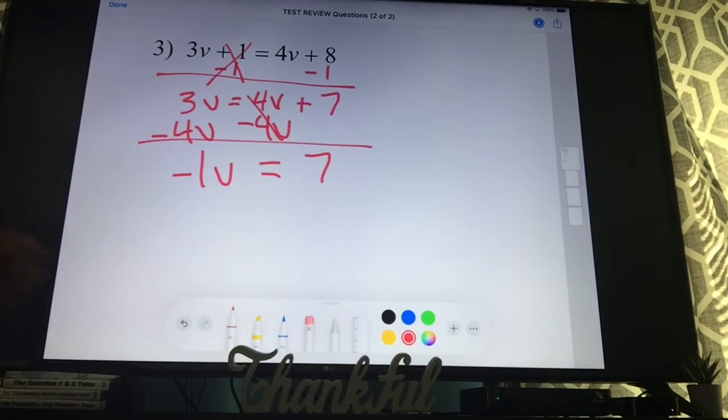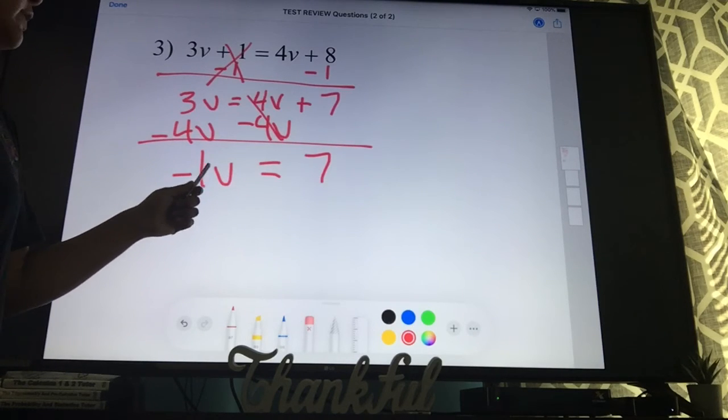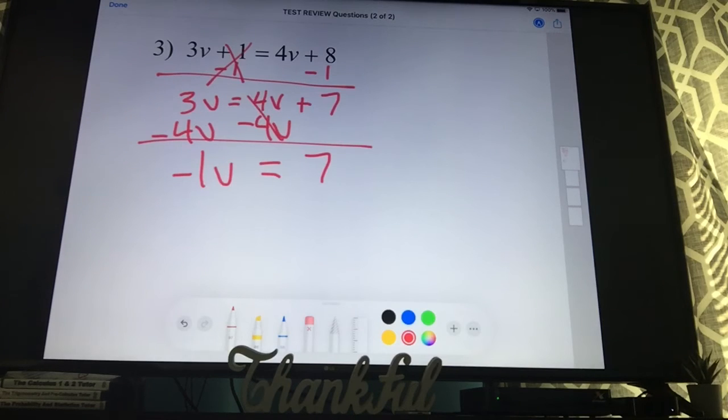Divide is always going to be your last step. Divide is always, always, always going to be your last step. No matter what the problem is, division is going to be your last step. So right now it says negative 1 times v, so I need to do the opposite and say divide. Divide by negative 1. If I do it to one side, I have to do it to the other side. So over here, those negative 1's cancel, and I'm left with v.